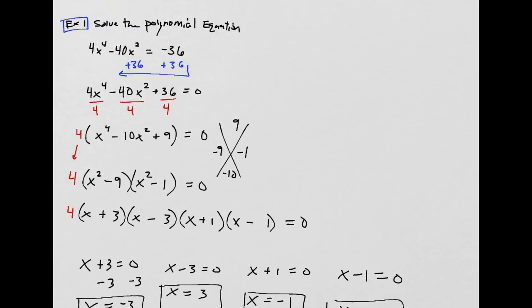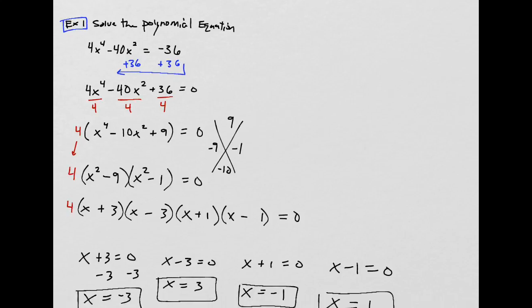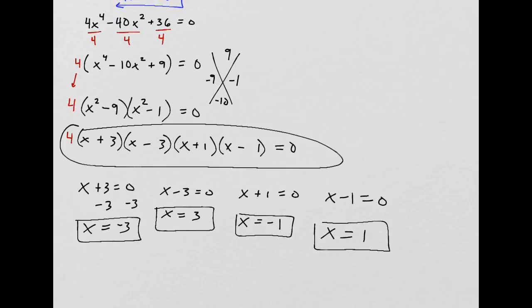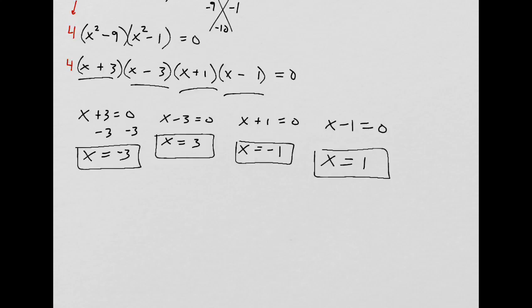So first, get everything to one side, and then use any of our factoring techniques to factor completely. Don't forget the equal 0, because that's your hint that you take each piece. That's the next step. You take each piece that has a variable and you set it equal to 0. Because if any of those pieces is 0, then the whole thing becomes 0. And then we solve each of those pieces. So negative 3 makes this piece go to 0, 3 makes this piece go to 0.